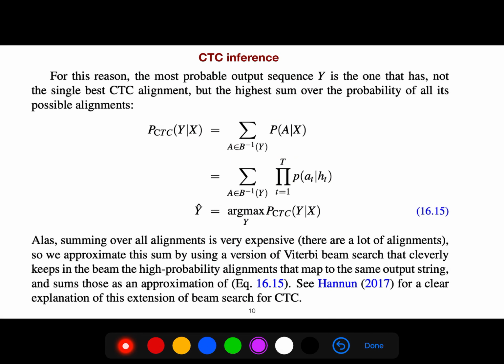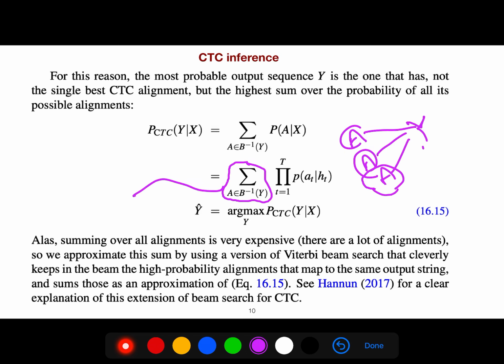So what is the CTC inference? First, we should sum over all possible things that can happen. And this is not tractable. It's very expensive because there are lots of alignments that could lead to the single y. So there are many A's that result in one y, many to one. So many A's lead to just one y. So that's why we are summing over all possible things.